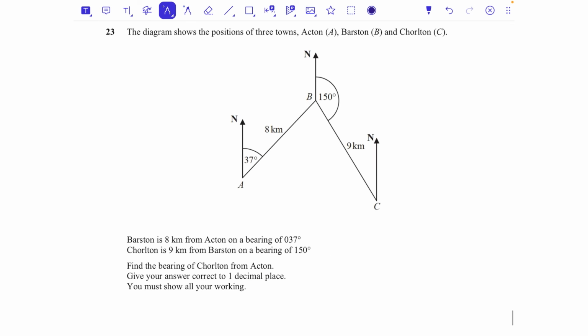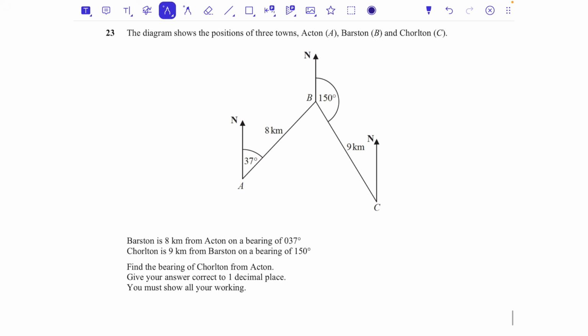Okay, and last but not least, one of my favourite questions this. Question number 23. The diagram shows the positions of 3 towns, Acton, Barston and Chorlton. Barston is 8 kilometres from Acton, so they've given that there for us. Chorlton is 9 kilometres from Barston and on a bearing of 150 degrees. All this information is on the picture for us. Find the bearing of Chorlton from Acton.